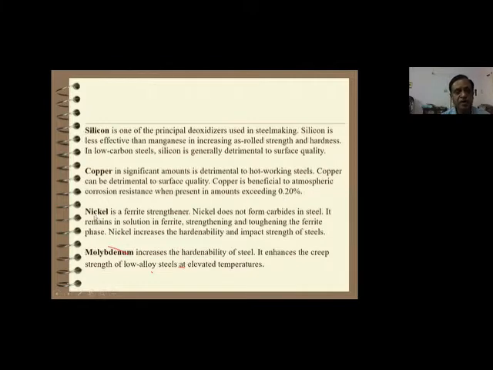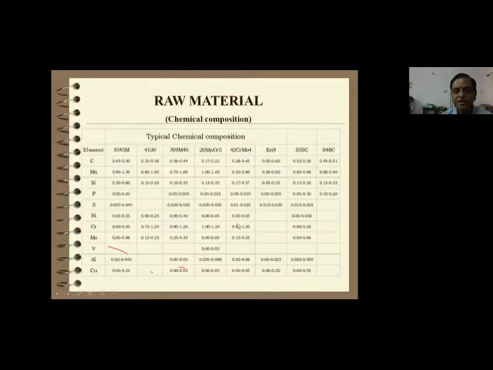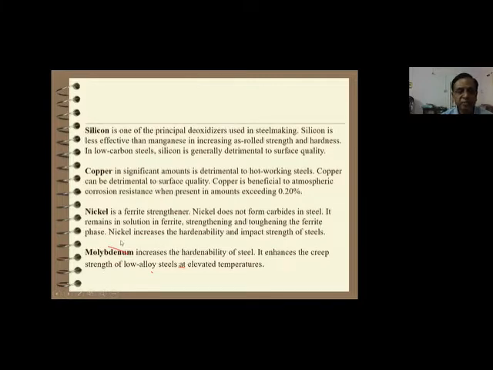Then the most again important alloying element which can enhance the property, that is nickel, that is a ferrite strengthener. And nickel does not form carbides in the steel. It remains in the solution in ferrite, strengthening and toughening the ferrite phase. Nickel increases the hardenability and impact strength. The basic advantage of nickel, wherever the high impact property requirement is there, in that case nickel is added.